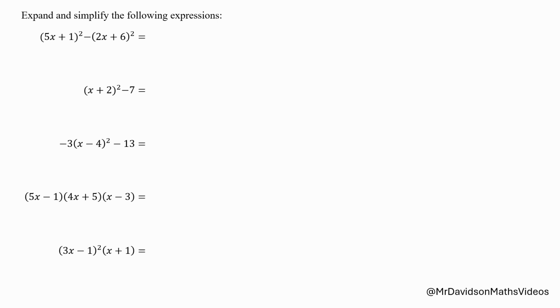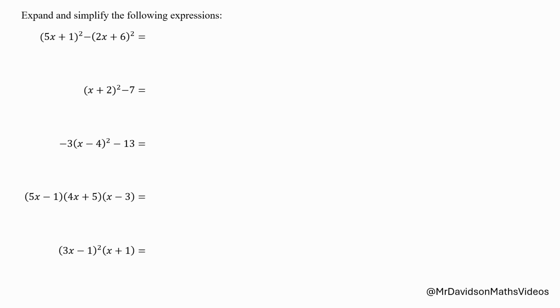And the final array here, we've got a situation where we've got a bracket that's squared minus another bracket that's squared. So these are not in contact with each other, so they're not multiplying each other. So they're separate calculations, but we've got to remember here that this second bracket is being subtracted from the first one. So again, I'm going to probably use square brackets for this.